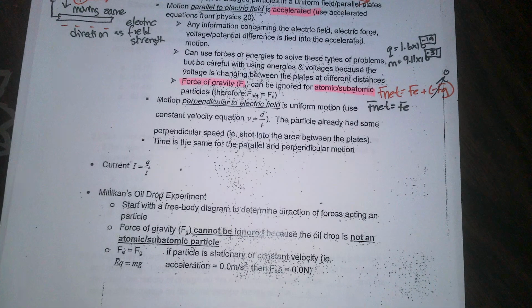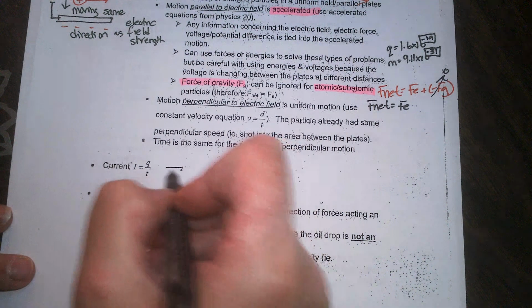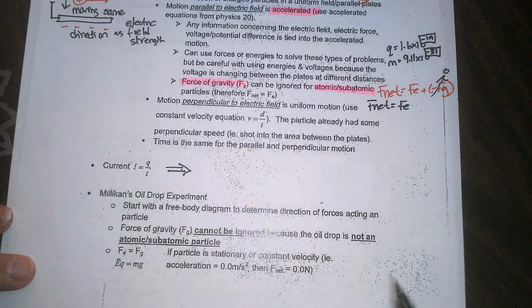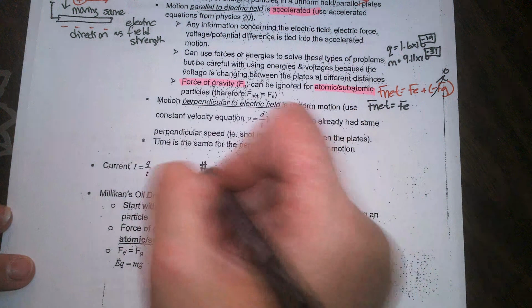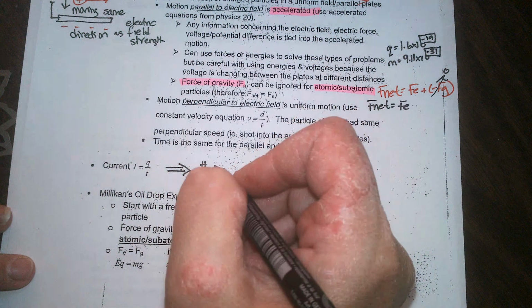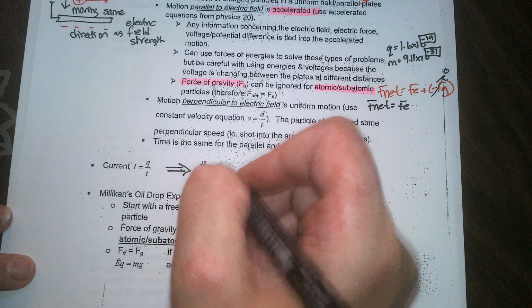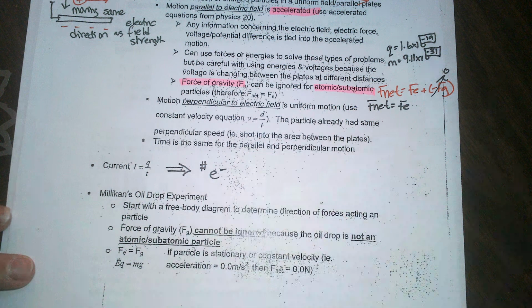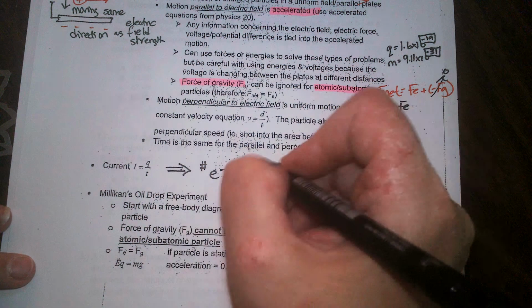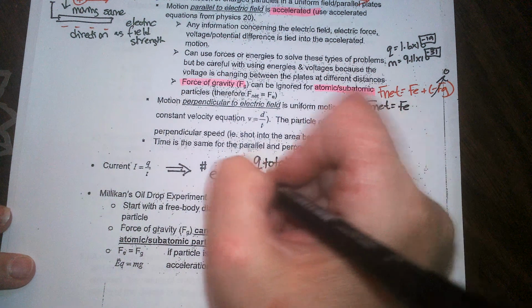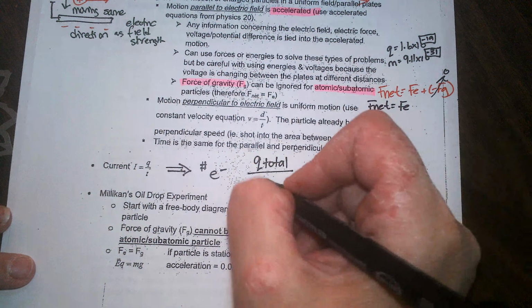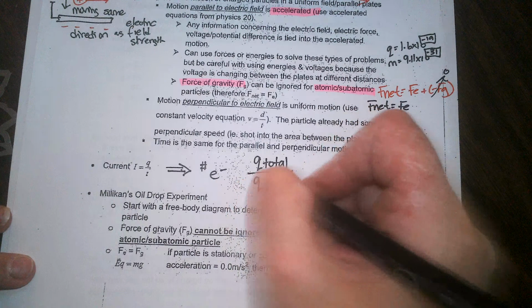All right, current is Q over time. In this one here, we were introduced to solving the number of electrons. Okay, number of electrons is Q total over the Q of one electron.